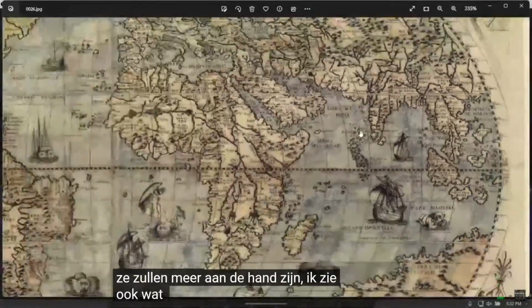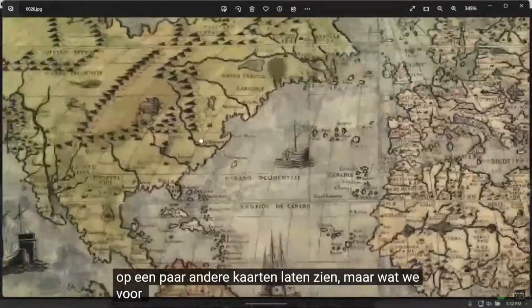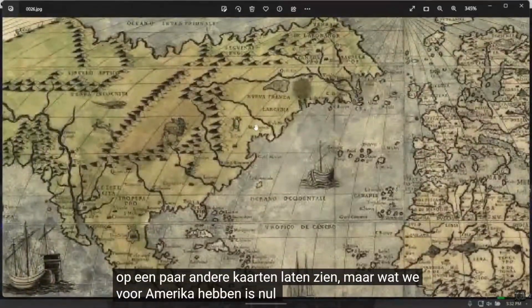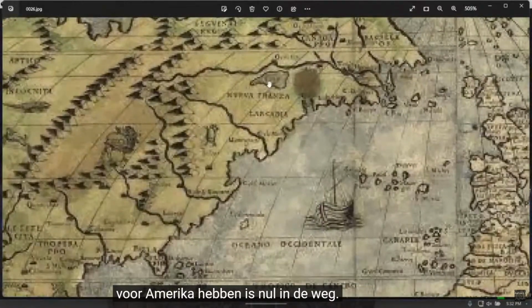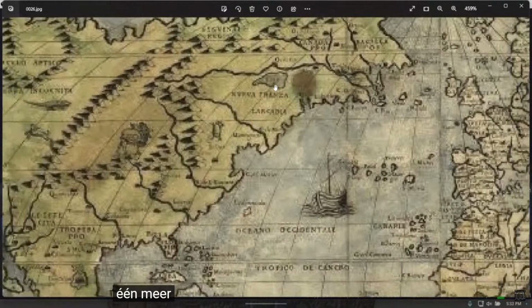I can see some anomalies as well with India. I'll show them on some other maps. But what we've got for America is zero in the way of... I'm not sure if that one big blob there is a Great Lake. It's on the River St. Lawrence, it must be. So we've only got one lake.